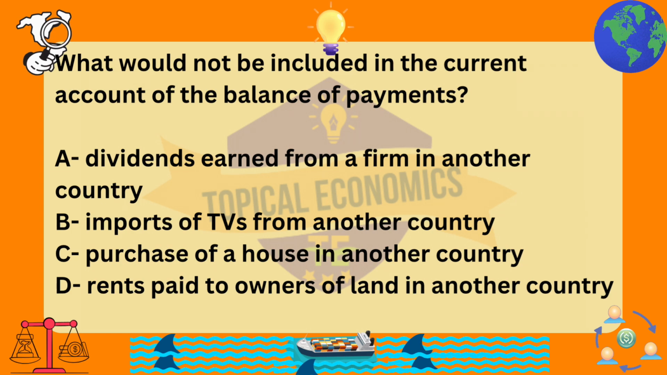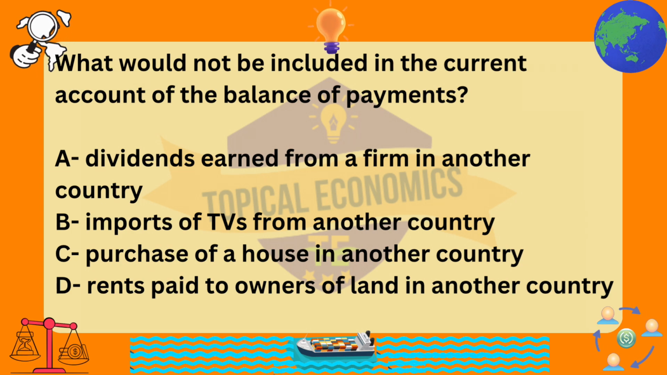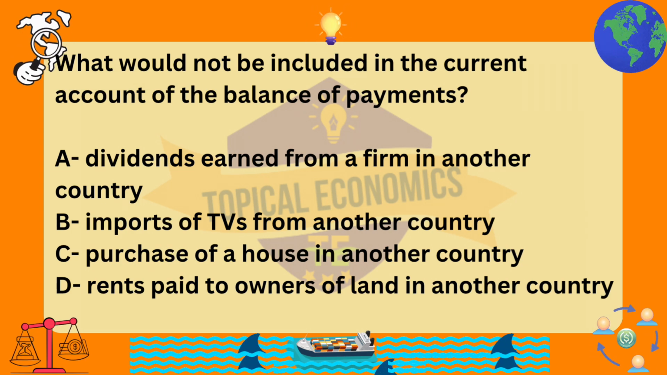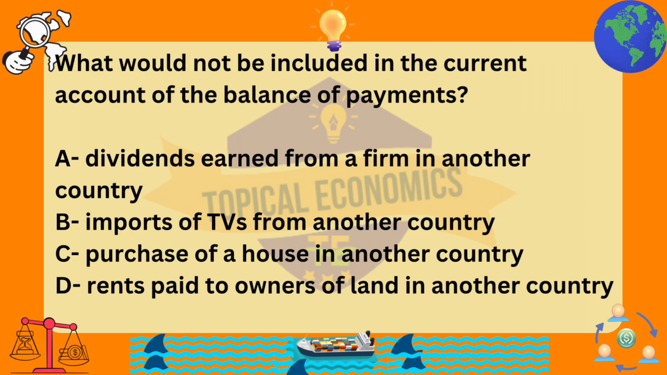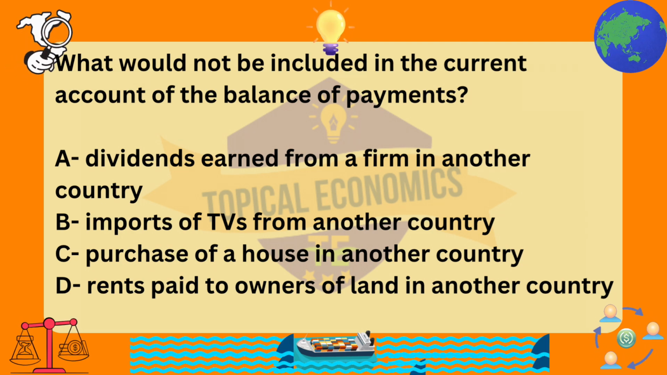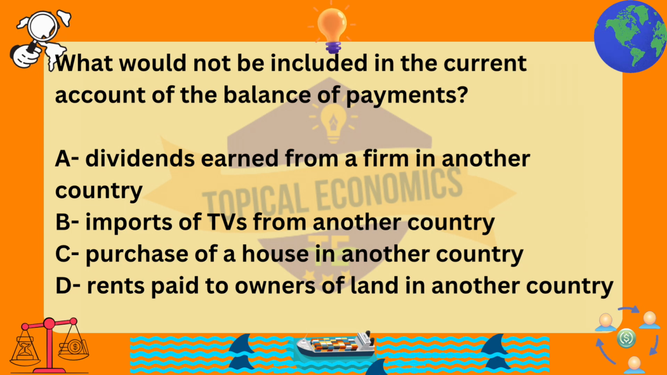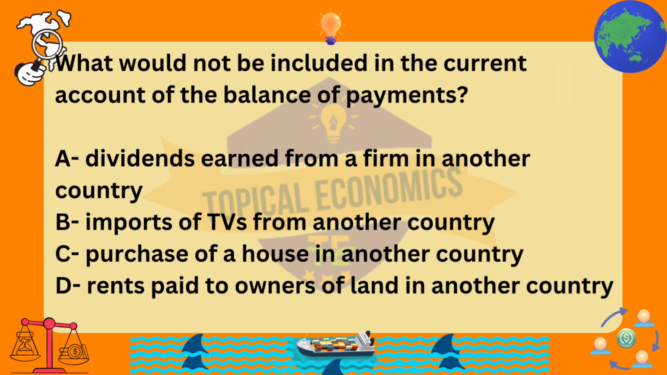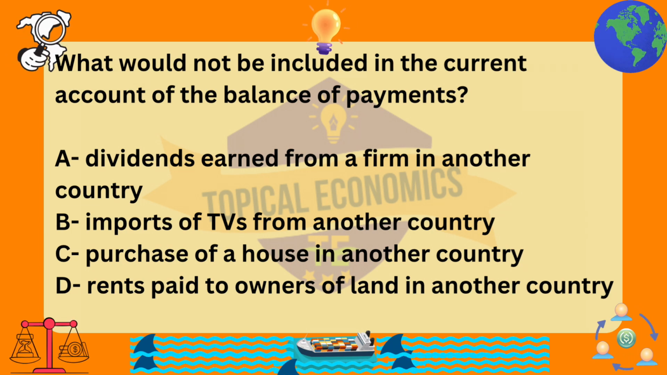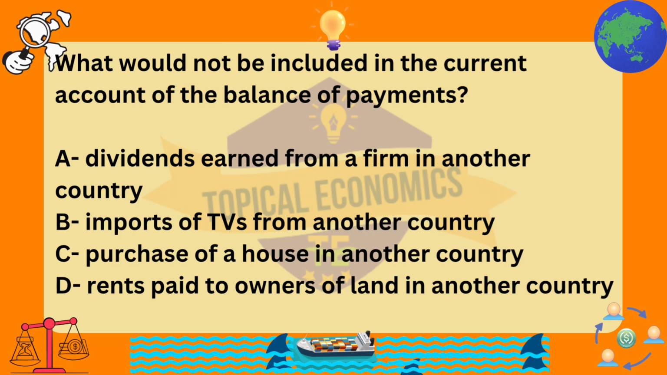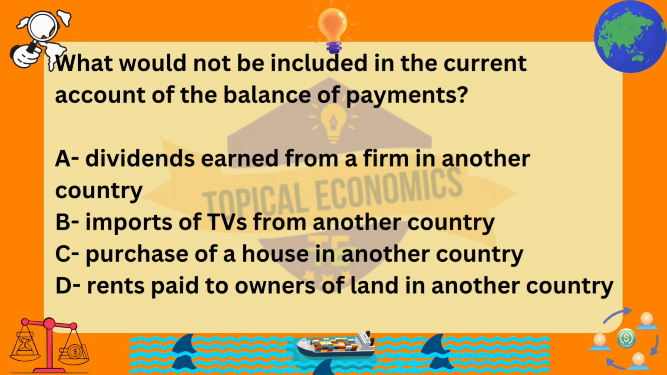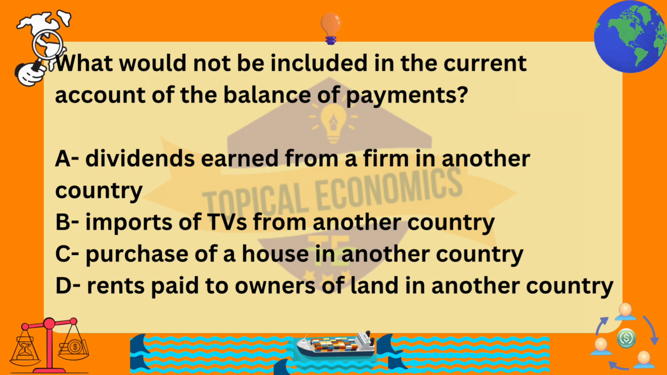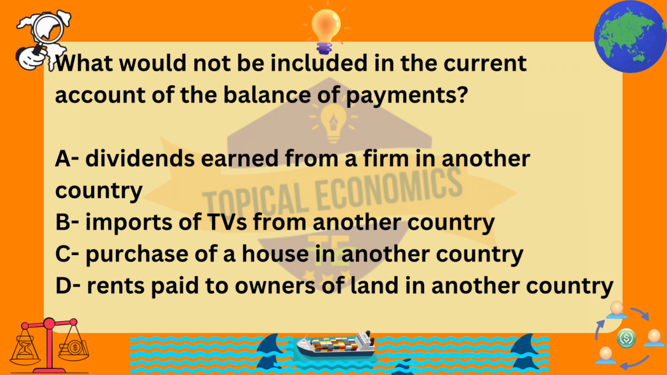Reference, 2020 October-November version 3. The correct answer for this question is option C. Purchase of a house in another country. The current account of the balance of payments includes transactions involving the exchange of goods, services, income, and current transfers. This covers things like trade in goods and services, income from investments, such as dividends, interest, and rents, and current transfers, such as remittances or foreign aid.